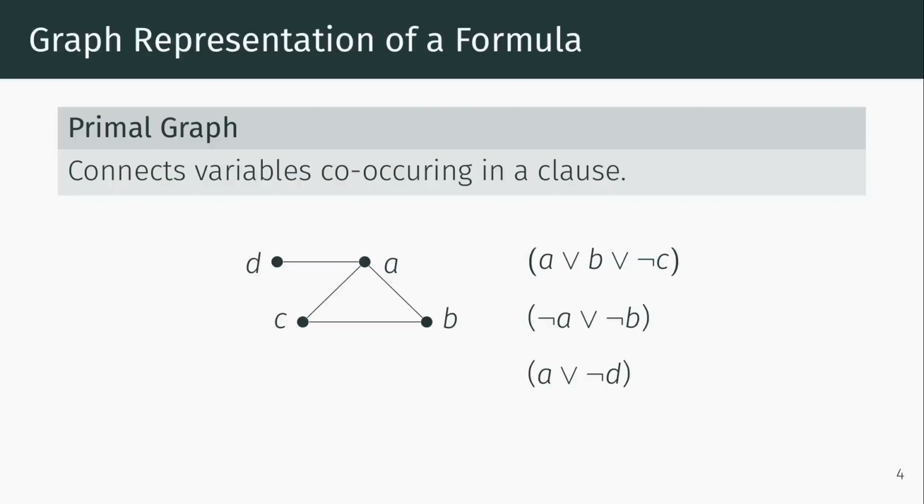We start with a graph representation of the input formula called the primal graph. In the primal graph, vertices correspond to the variables in our input formula, and two variables or vertices are connected if they occur together in some clause of the input formula in conjunctive normal form. So consider the three clauses of our example formula introduced previously on the bottom right, and on the left you see the corresponding primal graph.